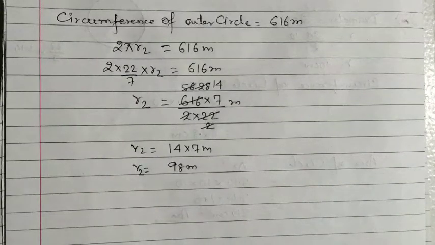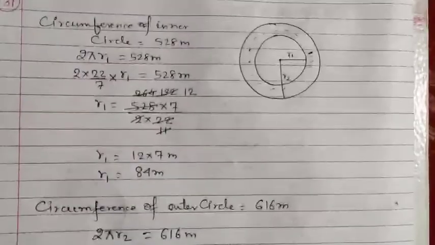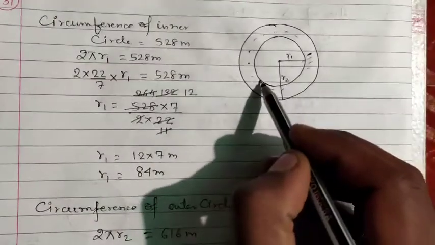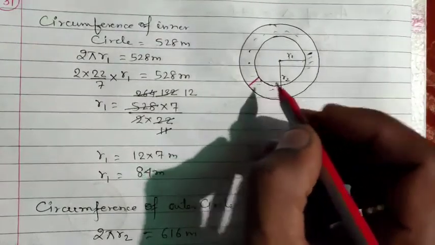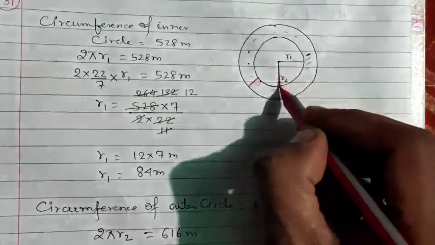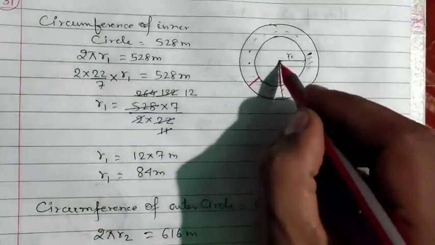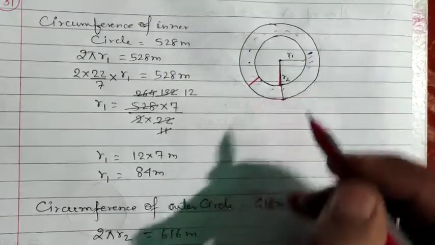Now the question is asking us to find the width of the track. Now this is the main thing, the width of the track. As we can see, this is the width of the track. From here to here it is R1. The smaller circle radius is R1 and the bigger circle radius is R2. If we subtract both the radii, we will get the width of the track.